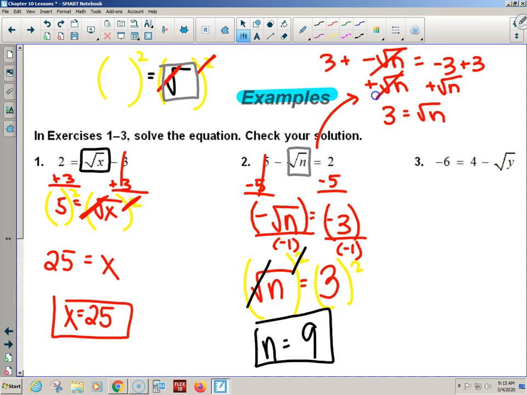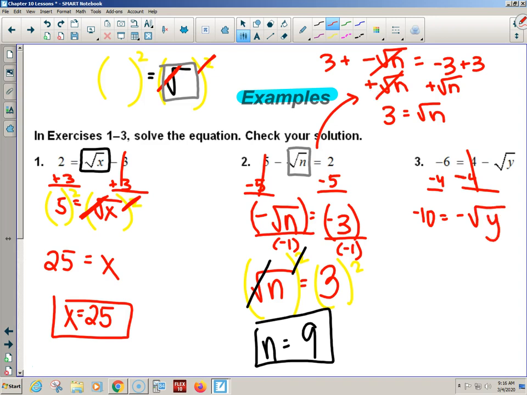Okay, I only made it halfway around the room, but I saw a lot of people getting it right. I gave a couple hints, a couple tips. Did most of you subtract the 4 first? You do that to get rid of the 4, right? And then you should have gotten negative 10 is equal to negative radical y.